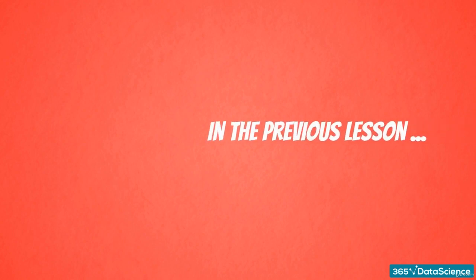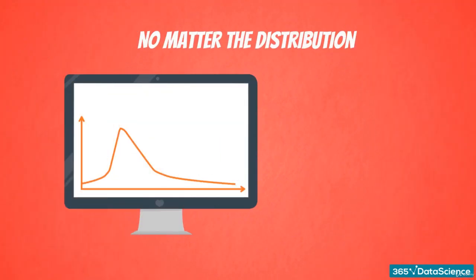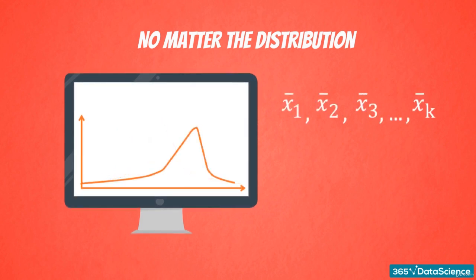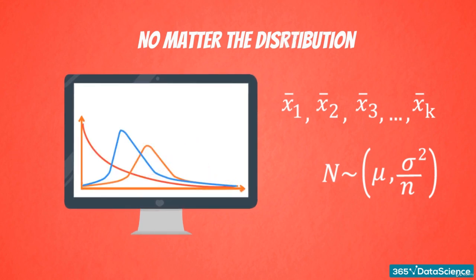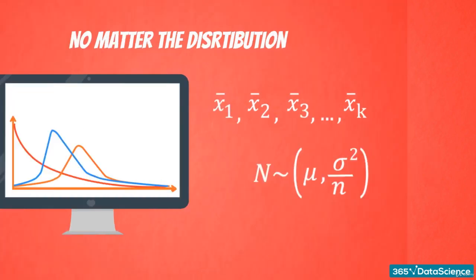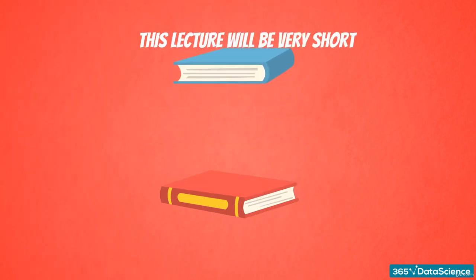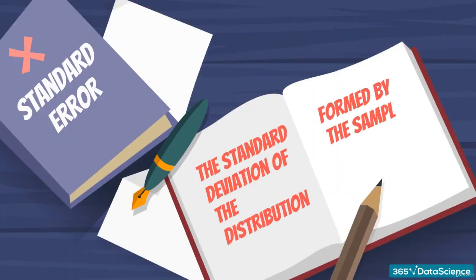In the previous lesson, we showed that no matter the underlying distribution of the dataset, the distribution of the sample means would be normal with a mean equal to the original mean and a variance equal to the original variance divided by the sample size. All right, this lecture will be very short and has the sole purpose of defining what a standard error is. The standard error is the standard deviation of the distribution formed by the sample means. In other words, the standard deviation of the sampling distribution.